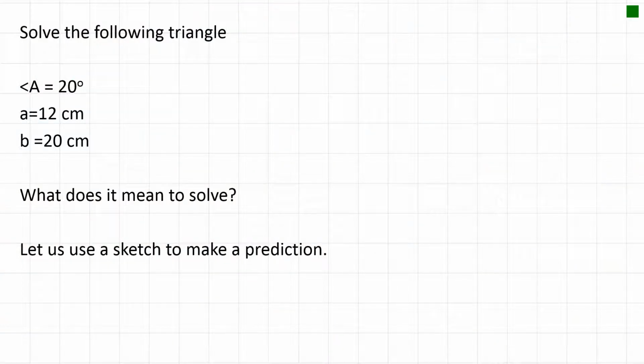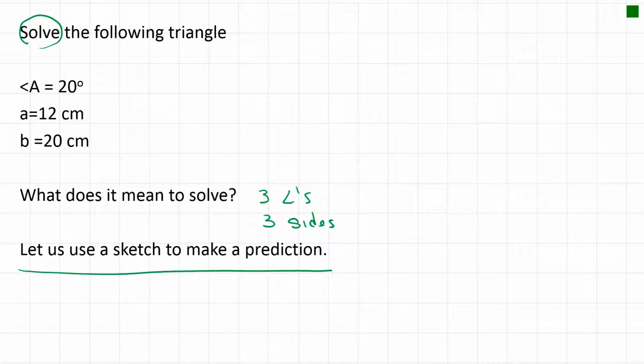So we're going to take a look at these triangles again, the ones that haven't been drawn for us, and solve them. In other words, that means finding all three angles and all three sides. And before I start doing any calculations, I'm going to make a sketch to help me make some predictions.